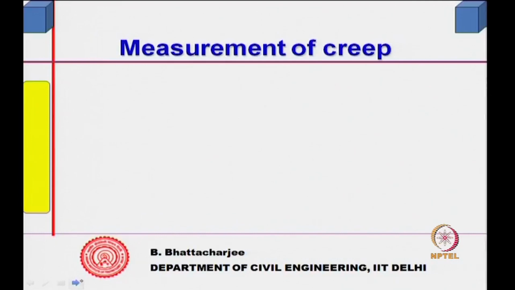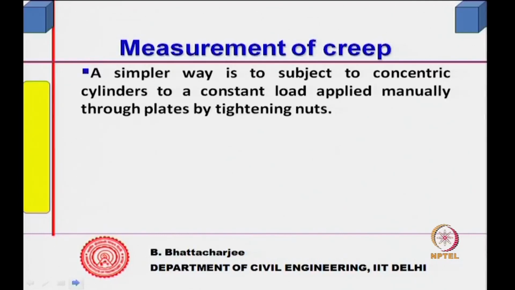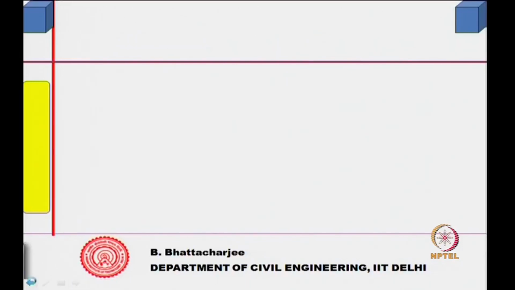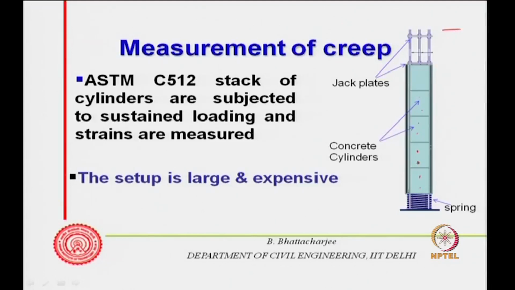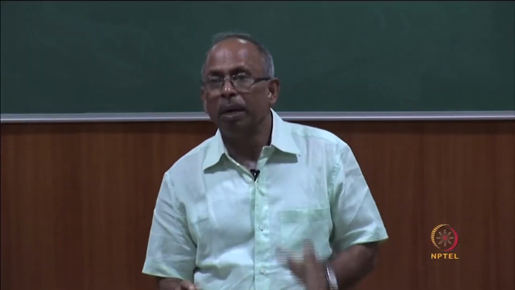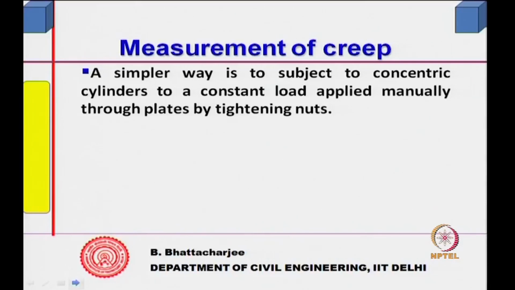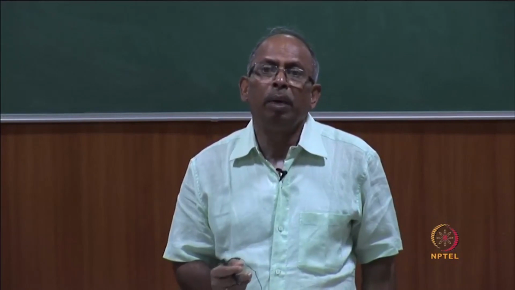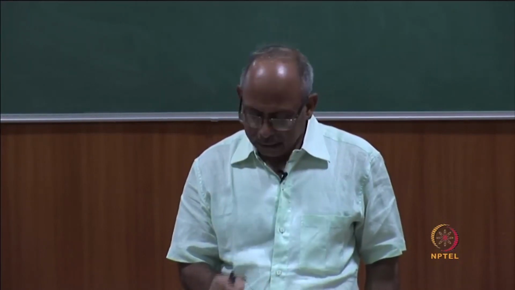Researchers have tried to adopt somewhat simpler ways. If you look at the dimension of this setup, it will be very large, at least something like 1.5 to 2 meters for the specimens, plus a loading frame through which you can apply constant load. So, this is a large setup and costly also. A simpler way is to subject 2 concentric cylinders to a constant load applied manually through plates by tightening nuts. We will see that.